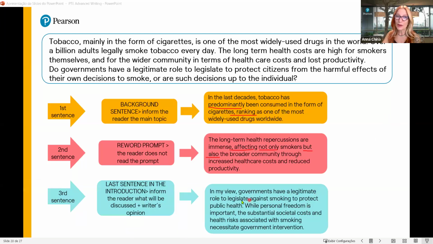So in my view, that's another way, instead of just saying personally. In my view, governments have a legitimate role to legislate against smoking to protect public health. While personal freedom is important, so there are two, remember, the while is to show that there are two parallel actions. While personal freedom is important, the substantial societal costs and health risks associated with smoking necessitate government intervention. So the two sides here: personal freedom, yes, but there is a substantial cost there.